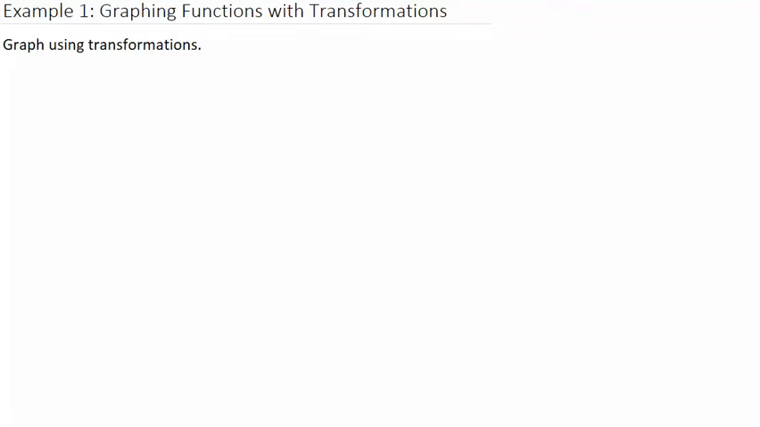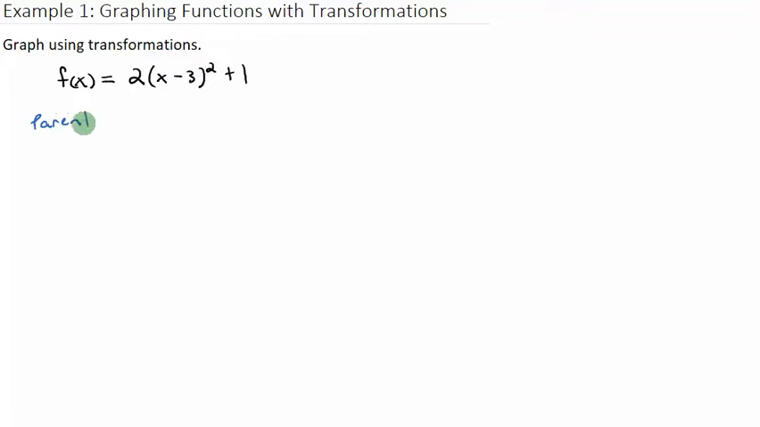Here we're going to look at one example of graphing a function with transformations. Let's say we want to graph the function f of x equals 2 times the quantity x minus 3 squared plus 1. Well, the first thing we would want to do, the whole strategy, is to boil this down to a simple function, a parent function.